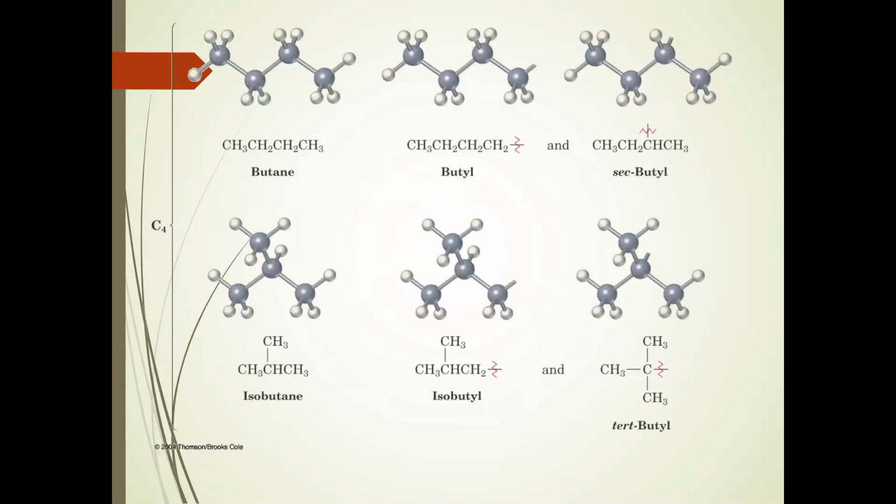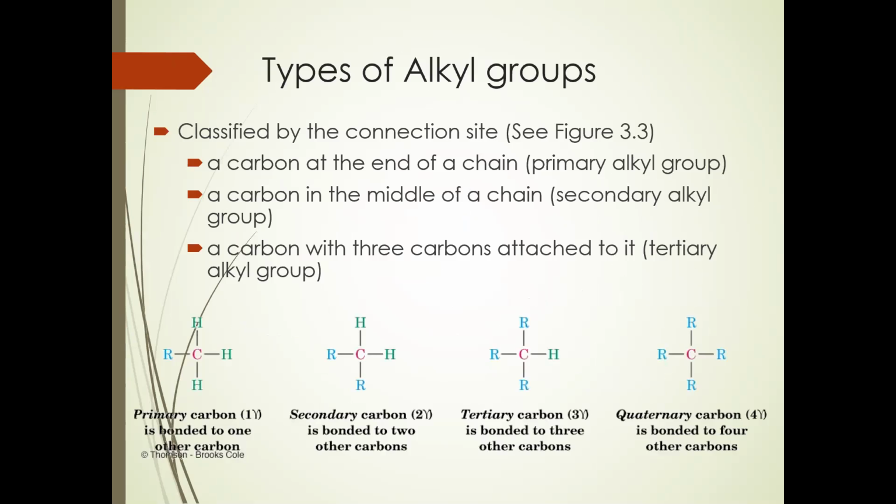Types of alkyl groups are classified by the connection site. See figure 3.3. A carbon at the end of a chain is a primary alkyl group, a carbon in the middle of a chain is a secondary alkyl group, and a carbon with 3 carbons attached to it is a tertiary alkyl group. A primary carbon is bonded to one other carbon, a secondary carbon is bonded to 2 other carbons, a tertiary carbon is bonded to 3 other carbons, and a quaternary carbon is bonded to 4 other carbons.